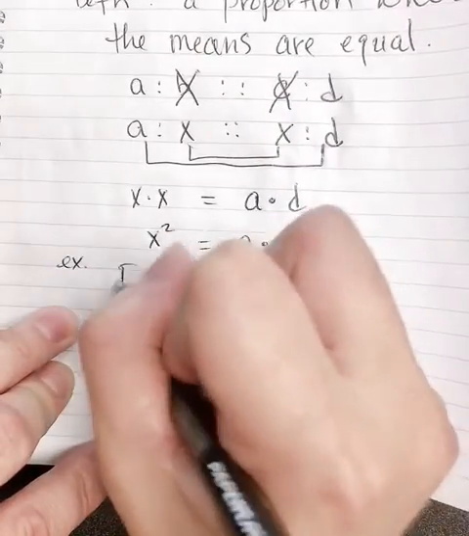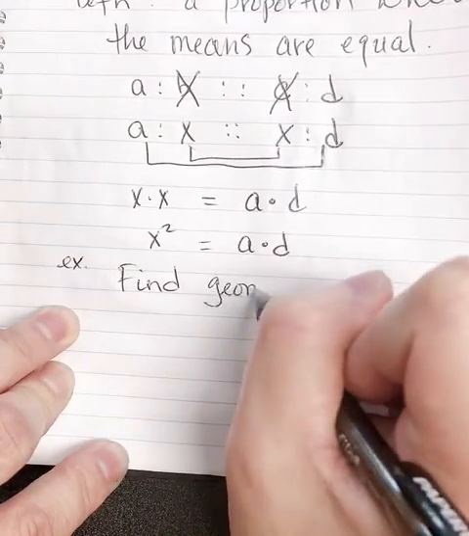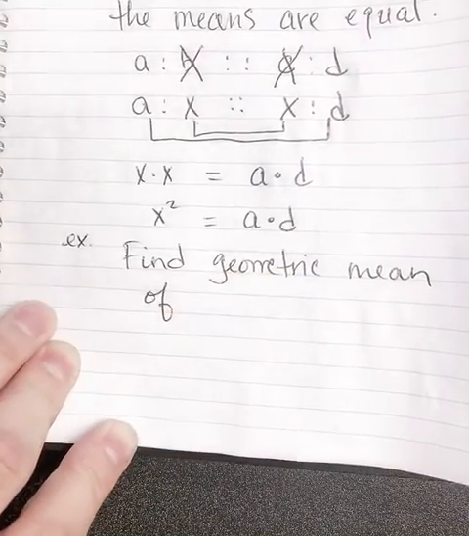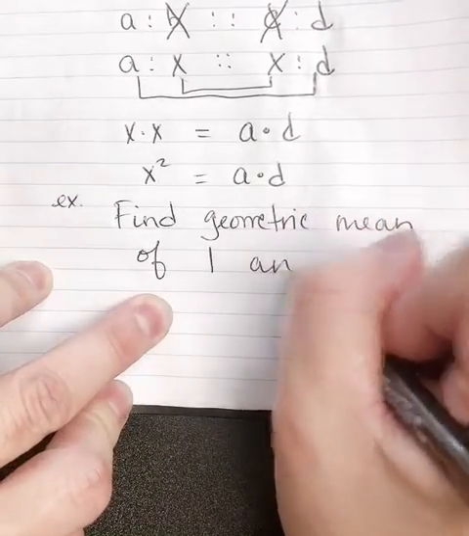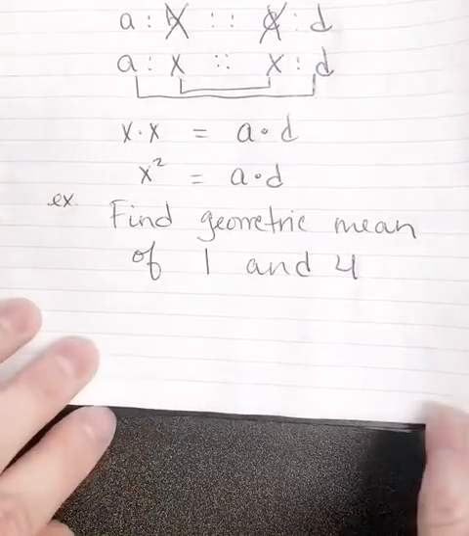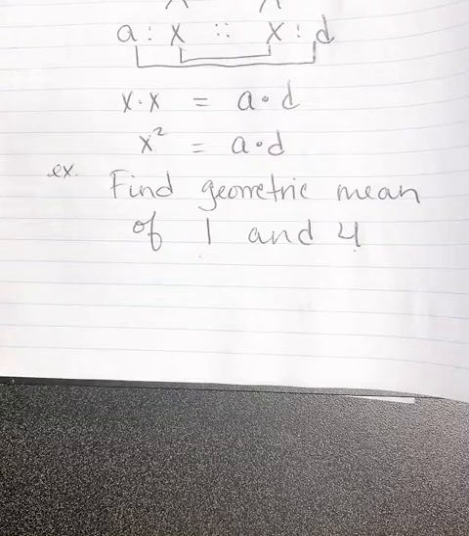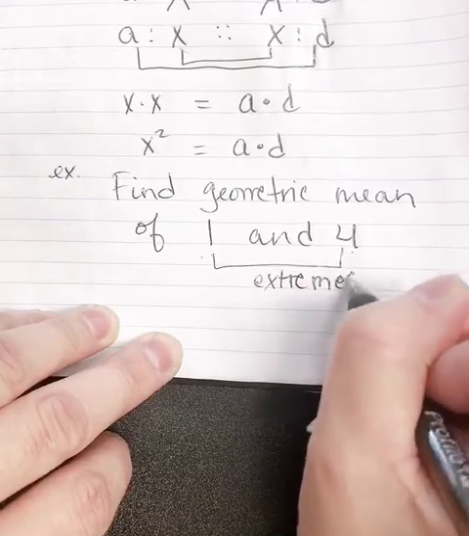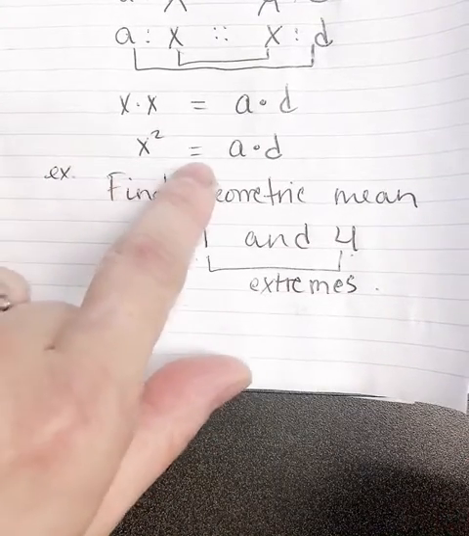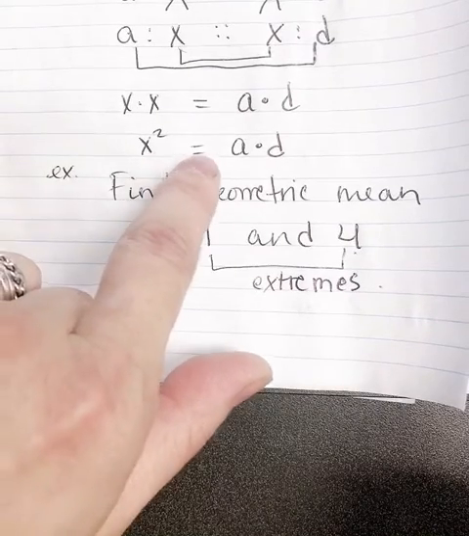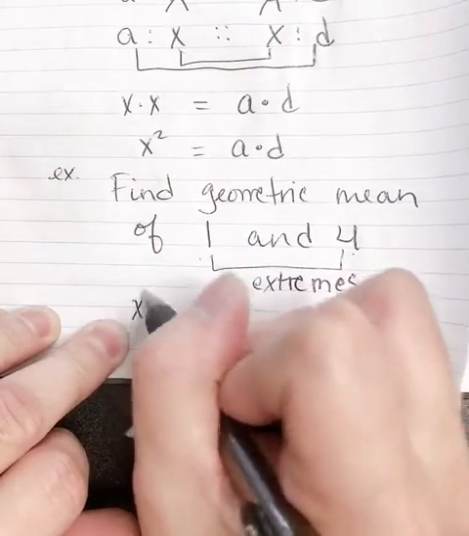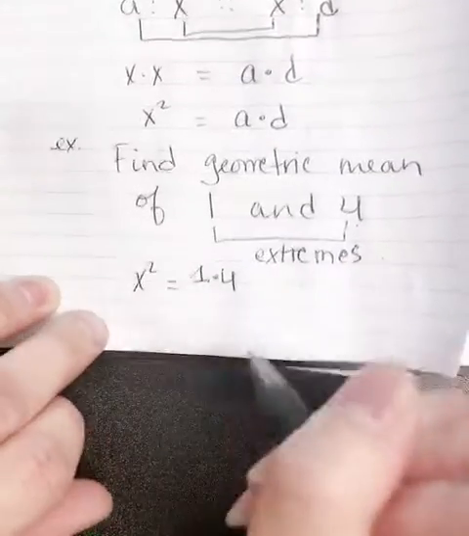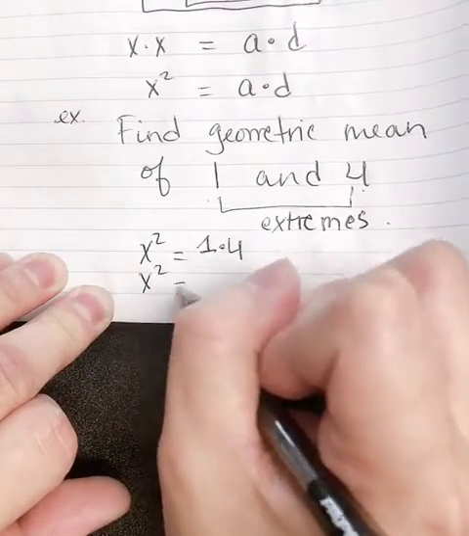So it says find the geometric mean of, let's say, I'm going to make up two numbers, 1 and 4. Okay, so I know 1 and 4 are the actual extremes. So these are the extremes, right? And according to what I have up here, X squared is the geometric mean. X squared equals 1 times 4. So I have X squared equals 1 times 4. And if I work this math out, it's going to be X squared equals 4.